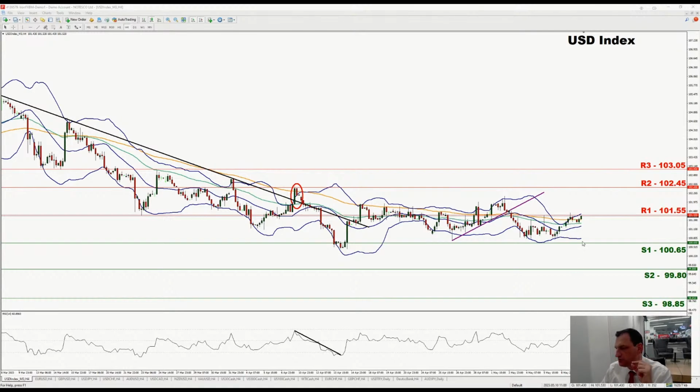Now, unless the bulls take over, we may see the pair rising, breaking the 101.55. Note how it has already started to take another swing at the R1 during today's European session. And should the R1 be broken, then we may see the price action start aiming for the 102.45 resistance level.